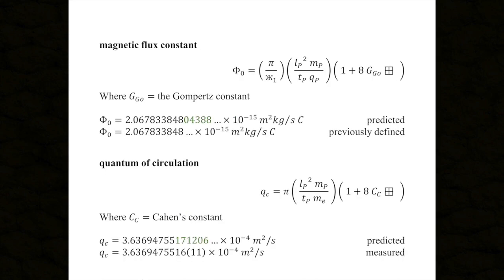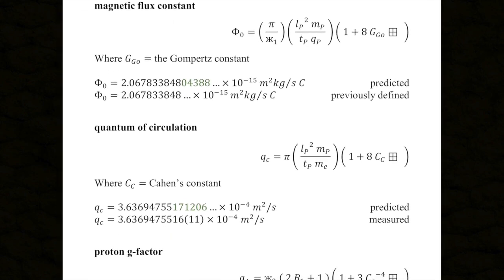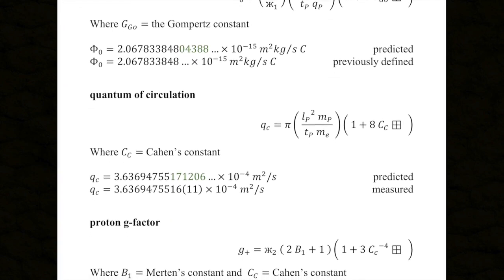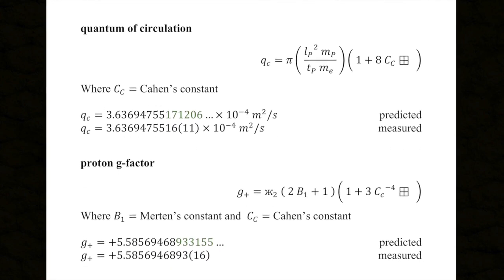The magnetic flux constant has a primary action of pi over J1, and a terminal action of 8 times the Gompertz constant. The quantum of circulation has a primary action of pi, and a terminal action of 8 times Kahane's constant. This is another thing now going into prime number construction.